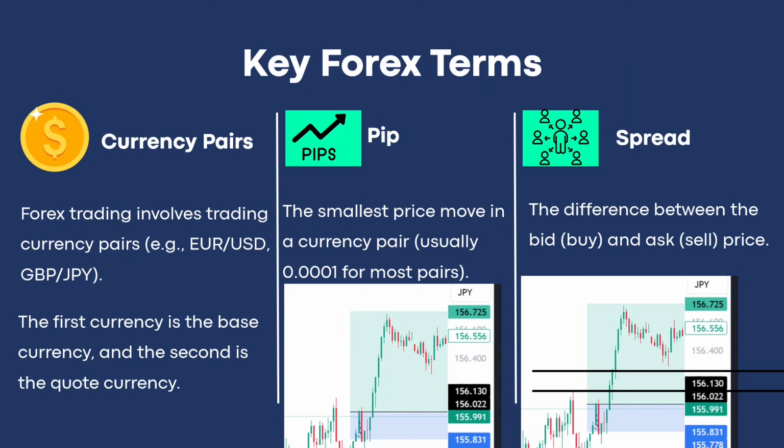Let us look at the key Forex terms. For you to do Forex trading very well, you must understand these terms that are found in Forex trading, like currency pairs. Forex trading involves trading currency pairs, e.g. EUR/USD, GBP/JPY. The first currency is the base currency and the second is the quote currency. The next thing you need to understand is the pip. What is the pip? The smallest price movement in a currency pair, usually 0.0001 for most pairs. Let me show you.